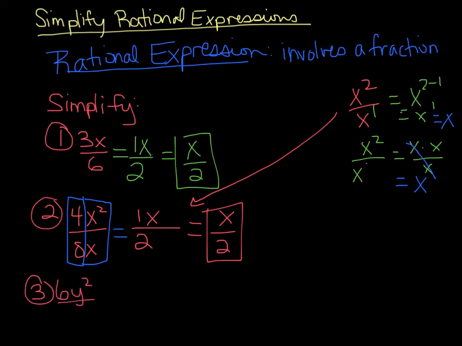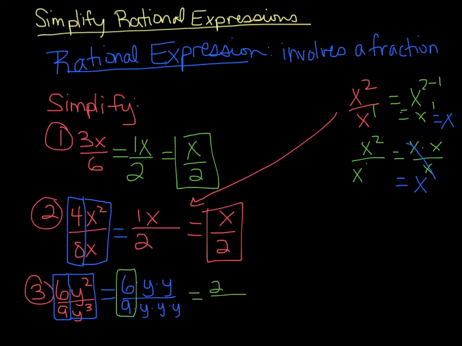So now number 3 involves something a little bit more complicated with our y's, but not extremely complicated. We're going to start with the 6 over 9, and then we're going to do the y to the second over y to the third. The easiest way to do this, but kind of the longest way, is to write it out as 6 times y to the second, which is y times y, over 9 times y to the third, which is y times y times y. You're going to do the 6 and the 9 first. That can reduce to 2 over 3.